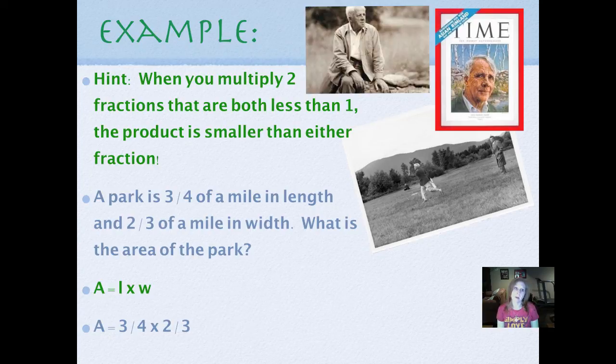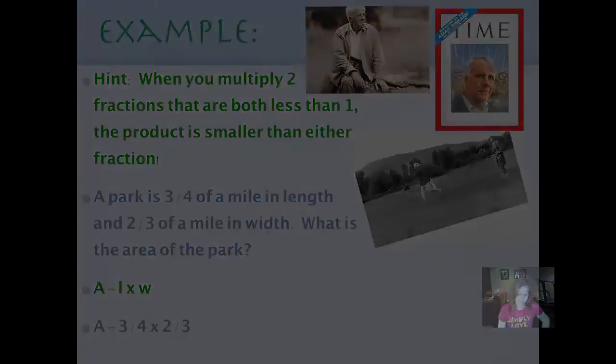Here's our first problem. A park is 3/4 of a mile in length and 2/3 of a mile in width. What is the area of the park? And we're going to use that formula, area equals length times width, and we're going to substitute those amounts that they gave us for the length and the width in the formula. Let's go ahead and see how we did that.